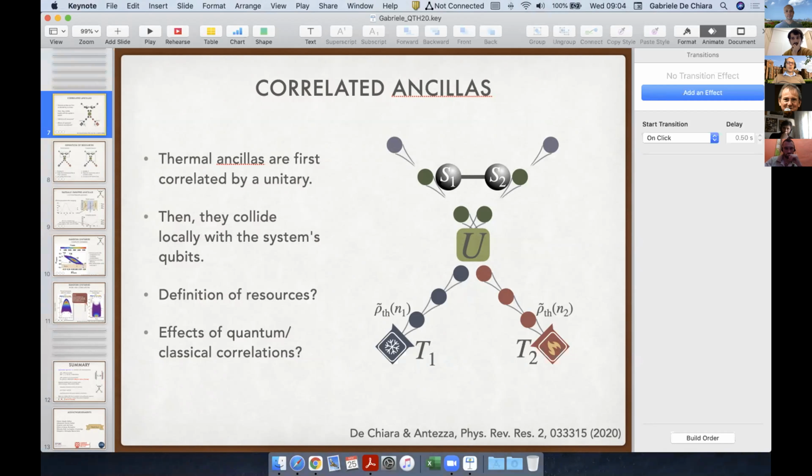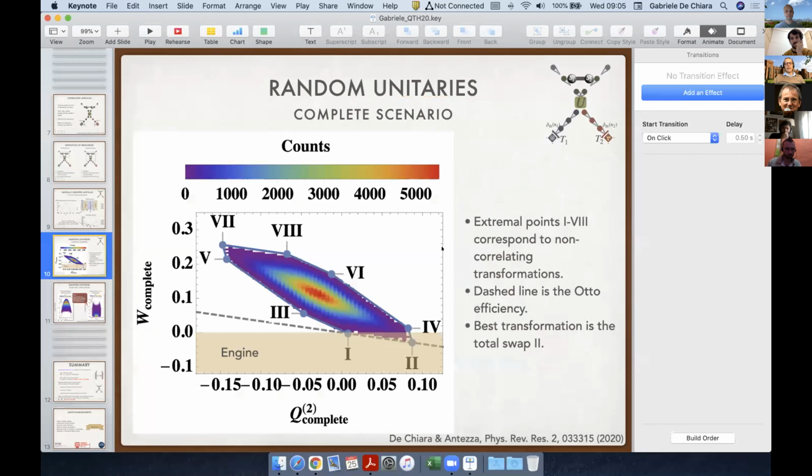I believe that because these interactions are local, we do not exploit all the quantum correlations. I think even classical correlations will be fine. And again, this is the reason why these classical non-correlating transformations are extremal.